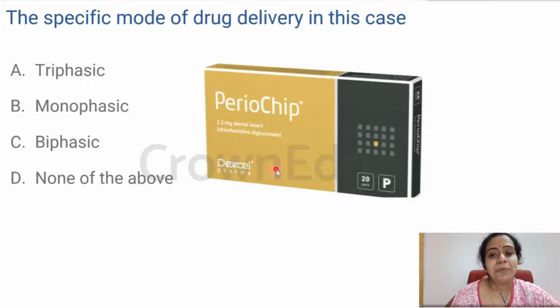The next thing is PerioChip. All of us know about PerioChip. You just have to give me one new point about PerioChip. Is it triphasic, monophasic, biphasic? How does it act? And what is PerioChip? It's given in the packet. Chlorhexidine. We know it's a chlorhexidine chip.